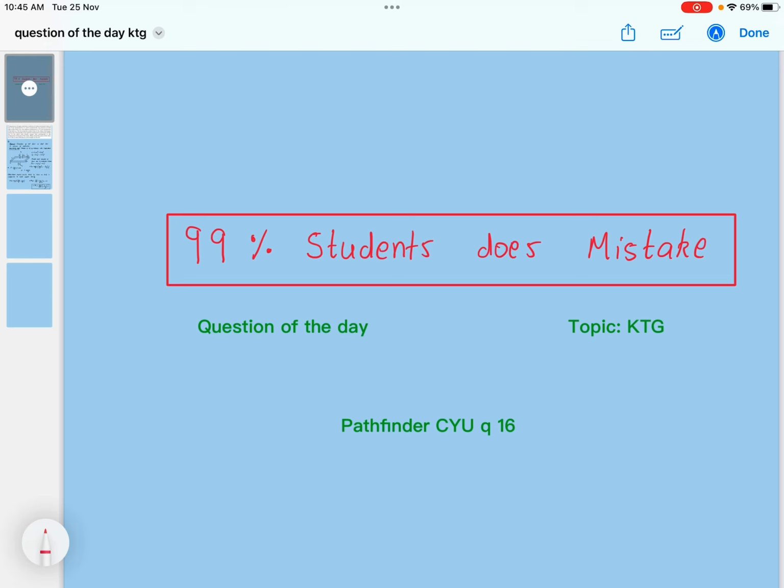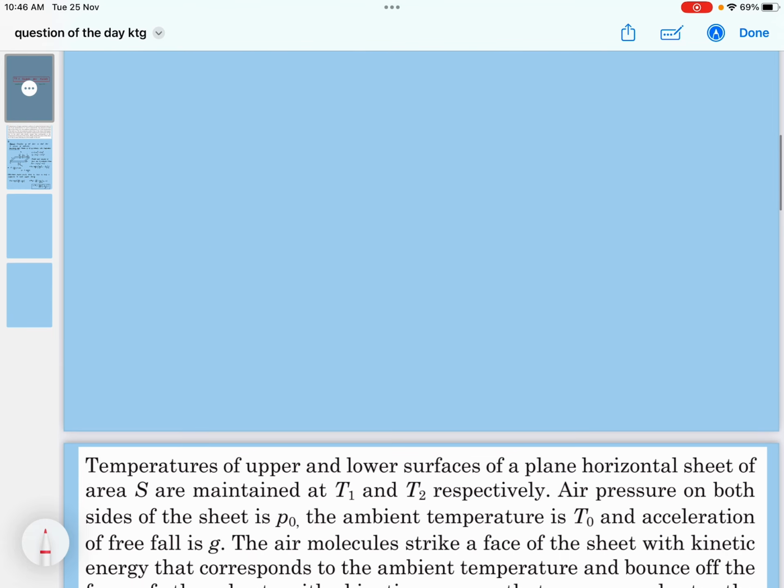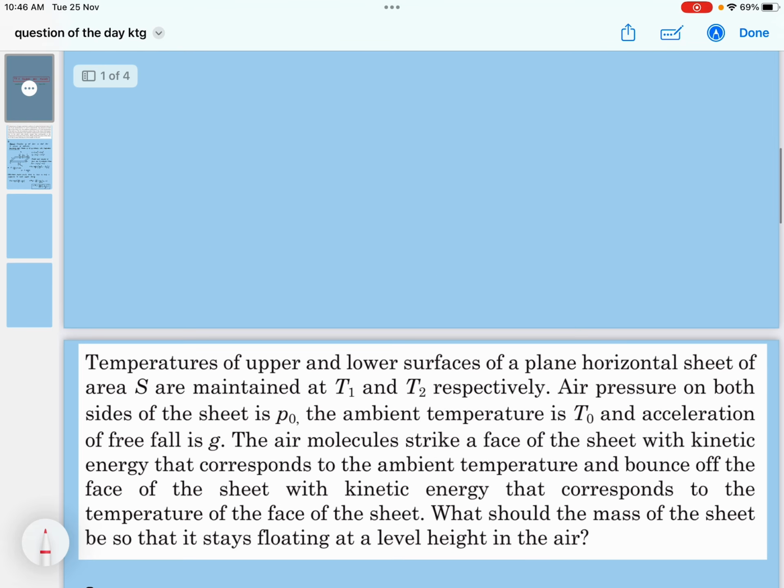So please go through this question in detail. We are going to discuss its solution. First, read this question. Give yourself at least 2 to 3 minutes.